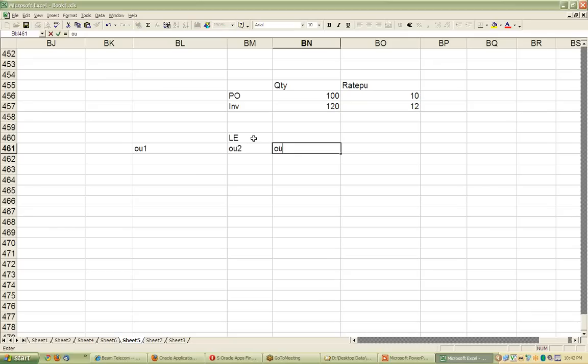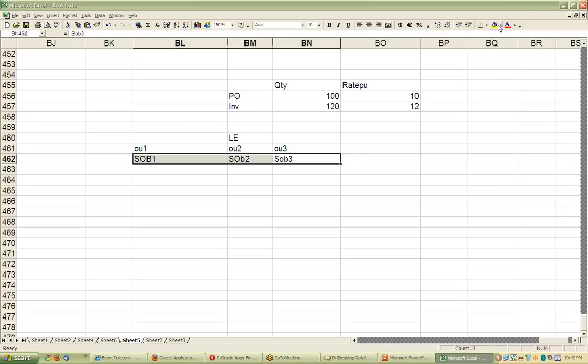Let's say we have a legal entity with just 3 operating units. In 11i, you had a concept of set of books, SOB. Each operating unit had a set of books: SOB1, SOB2, SOB3. So if you had to open and close periods, do year-end processing, everything had to be done 3 times, because we have 3 sets of books.